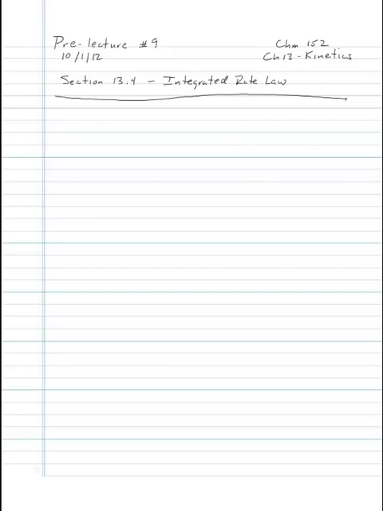So we're going to be looking at section 13.4. This is the last section of chapter 13 that we're going to cover. I think we've pretty much covered the whole chapter. We did skip this one at the time because I wanted to focus on the rate law.